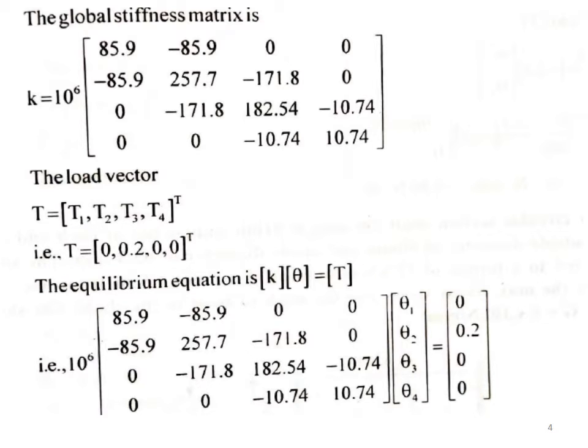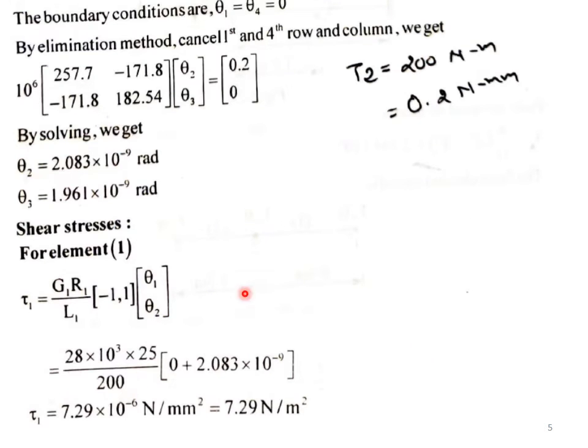So from the problem we know that both the ends are fixed, that is the first end and the last end. So what we have to do is eliminate the first row, first column and last row and last column. That is, theta 1 and theta 4 both are 0, as I told. So by eliminating all those, we get the remaining 10 power 6, 257.7, minus 171.8, minus 171.8 and 182.54 into theta 2, theta 3 is equal to 0.2 and 0.